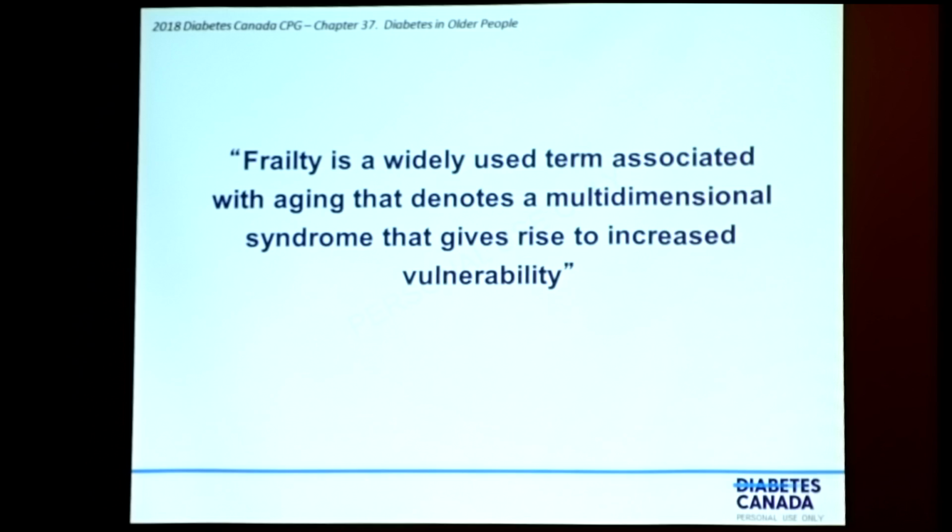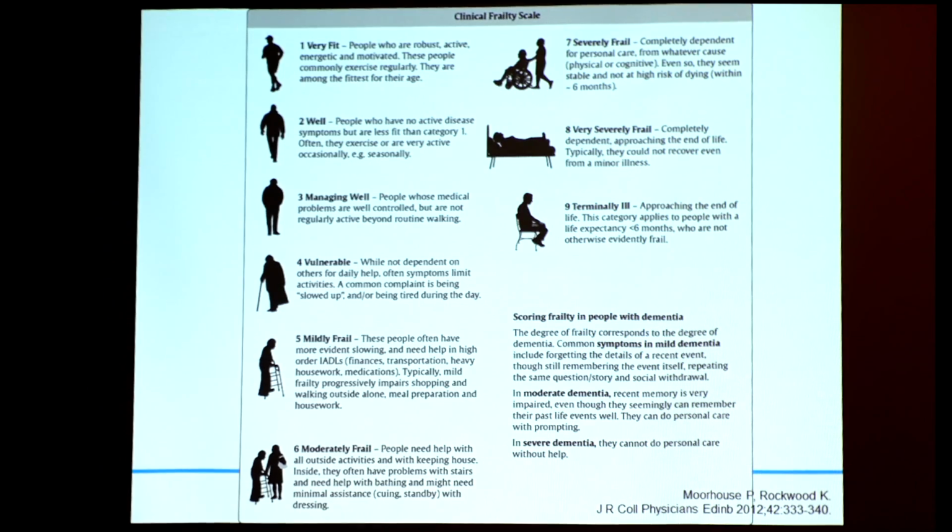Frailty is a widely used term that is associated with aging, and it denotes a multidimensional syndrome that gives rise to increased vulnerability. And this scale that you're probably familiar with is very important. And we have seniors who may be in their late 80s who are still very fit, and where an appropriate goal for therapy would be the same as a younger individual. And then as we go down this spectrum, we have people who are managing well or starting to become vulnerable, mildly frail, moderately frail, or even totally dependent or terminally ill.